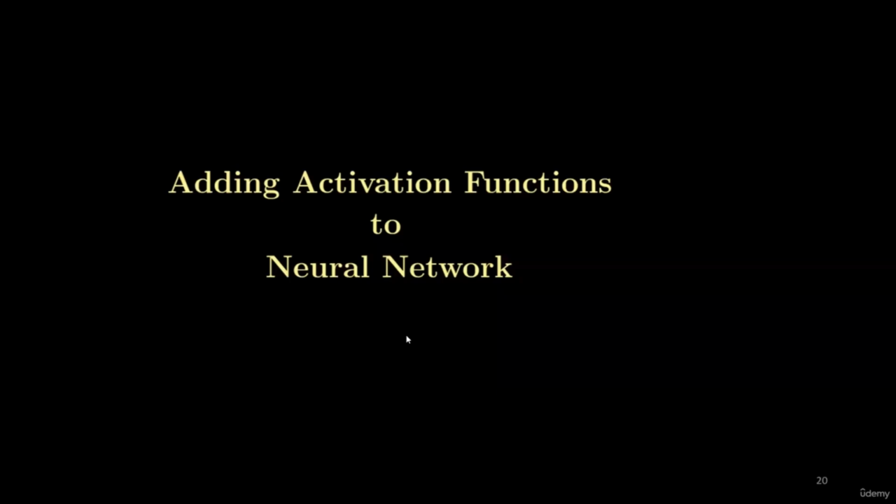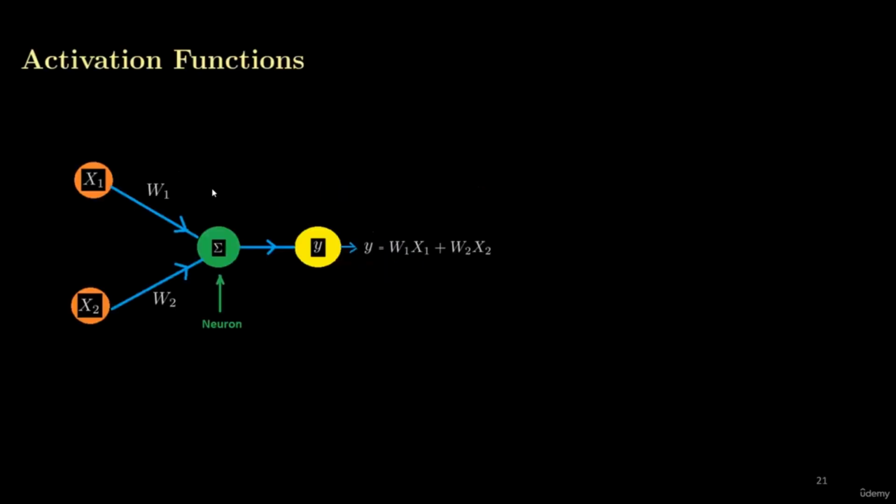Hi everyone, welcome to this lecture. In this lecture, we will learn how to add an activation function in a neural network and which layers need activation functions. So this is our neural network without the activation function, and we can see that its equation is a linear equation. This is the input layer of the neural network. This is the hidden layer. And this is the output layer.